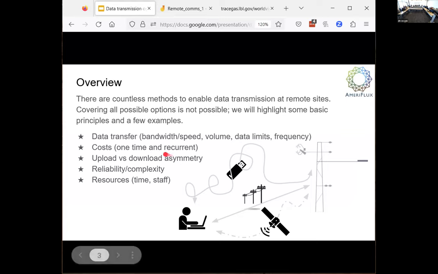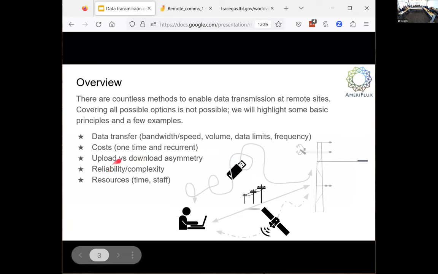Of course, we're always thinking about how expensive these things are, not only the upfront one-time hardware costs or infrastructure costs if you're setting up radio repeaters, but also recurrent costs for data plans for a cell modem or a satellite connection.